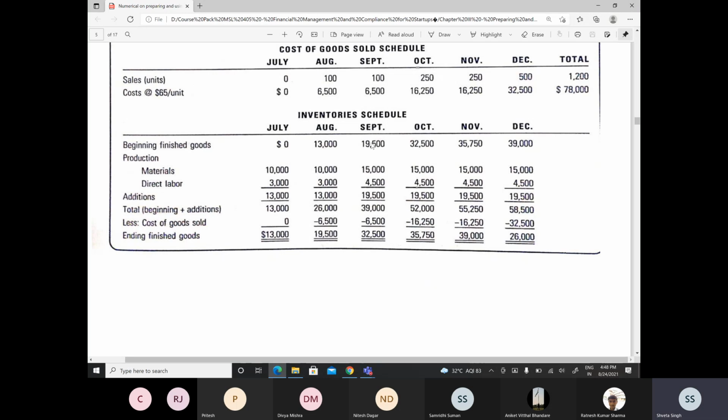This became the opening inventory for September. We again produced 19,500 worth. Our total inventory now became 39,000. From this, again we take off the amount that we have sold. We are left with a closing inventory of 32,500. Okay, this became the opening inventory for October. Again, we add whatever we have produced, we subtract whatever we have sold to come to the closing inventory for October. This becomes the opening inventory for November, and so on for December. So finally, in December, the closing inventory for us is $26,000. Okay.